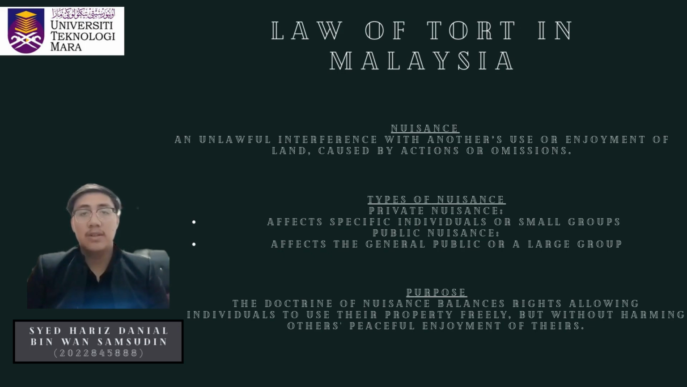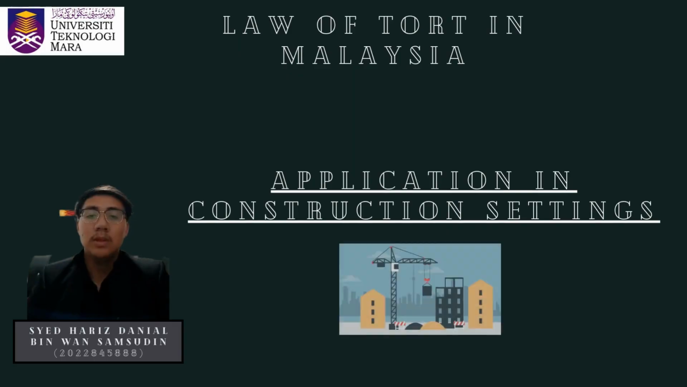To succeed in a nuisance claim, the plaintiff must prove that the interference was unreasonable and that they had a legal interest in the land. Factors such as the duration, severity, and location of the disturbance are considered by the court. The court ruled in favor of the plaintiff, emphasizing that property owners must use their land without unreasonably affecting their neighbors. Overall, the doctrine of nuisance seeks to balance the freedom to use one's property with the responsibility not to harm others' peaceful enjoyment of theirs.